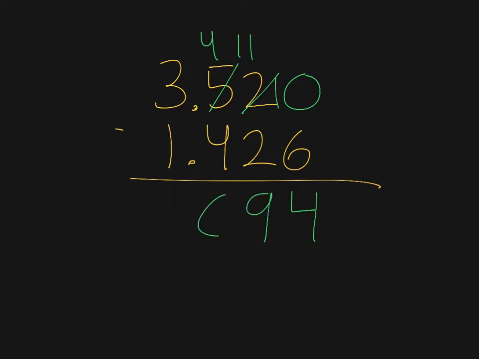4 minus 4 is 0. The decimal goes straight down. And 3 minus 1 is 2. So our difference is going to be 2 and 94 thousandths. For the next one, it says solve the following. We'll multiply decimals. We're going to go ahead and imagine that this is a whole number. So imagine that this is 235 times 49.